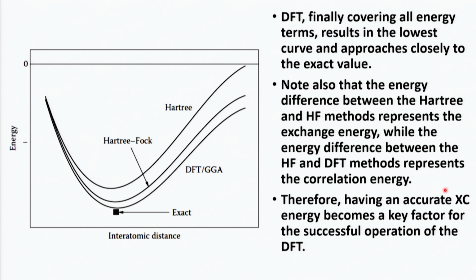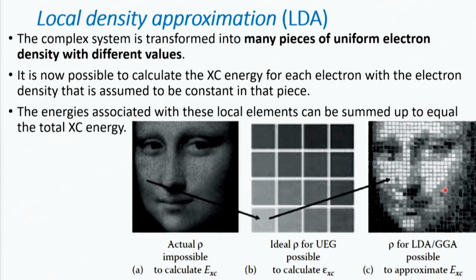So this main factor is this exchange correlation function, how the function is with respect to the density. Okay, and there comes the approximations. So this is the local density approximation. What does it say? That the complex system is transformed into many pieces of uniform electron density with different values.